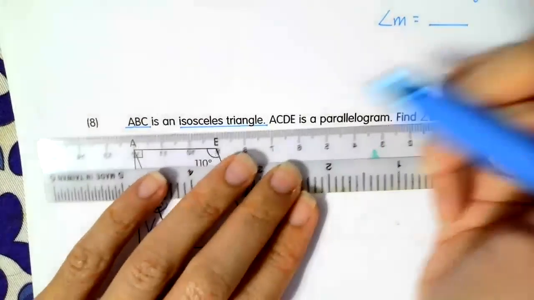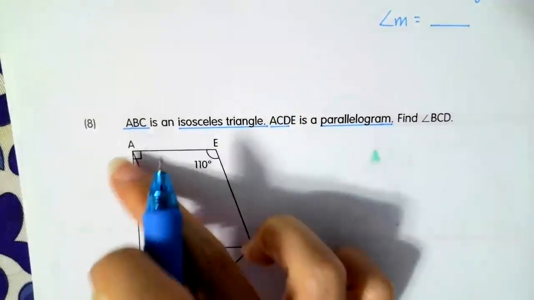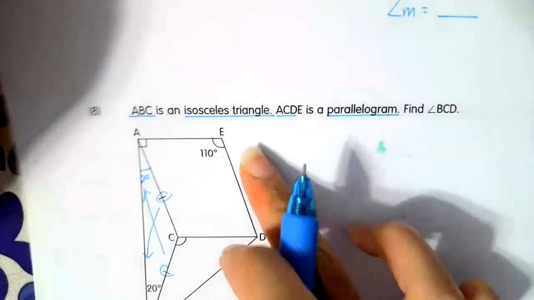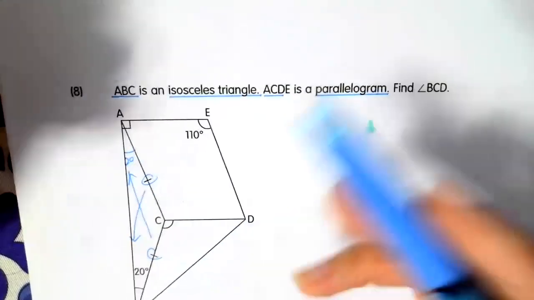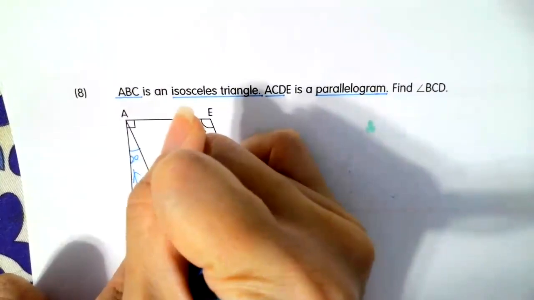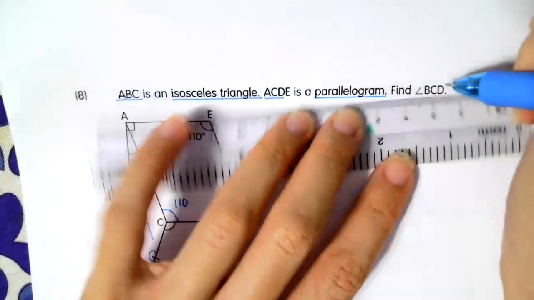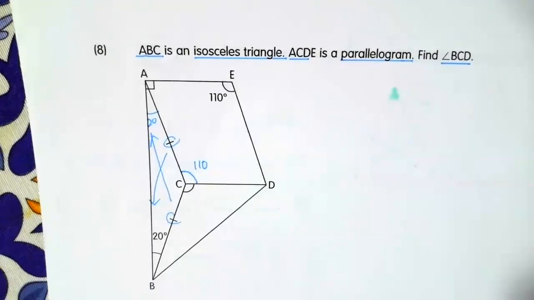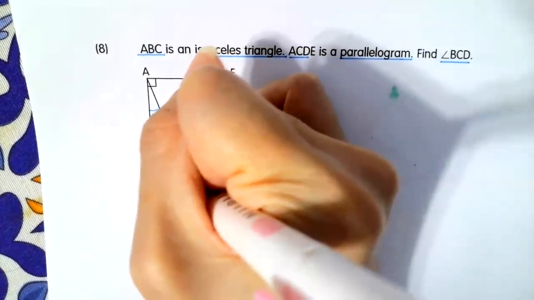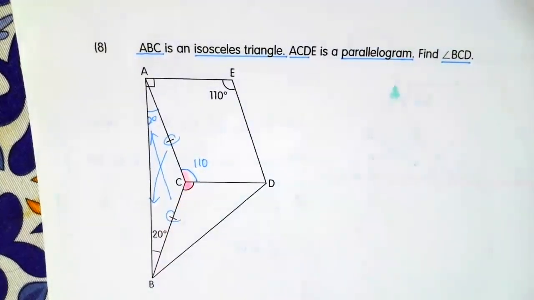Then we also have ACDE being a parallelogram. So parallelogram ACDE, this is a parallelogram. The parallelogram has two rules: angles between parallel lines, as well as diagonally opposite angles. So if this is 110, I will know this is 110 as well. And they want to find angle BCD. BCD is here. Sorry, this one. BCD is this one here. And this triangle. So how to solve this?